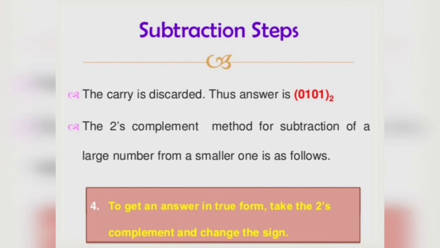Subtraction step. The carry is discarded, so the answer is 1010. The 2's complement method for subtraction of a larger number from a smaller one is as follows. To get the answer in true form, take the 2's complement and change the sign.